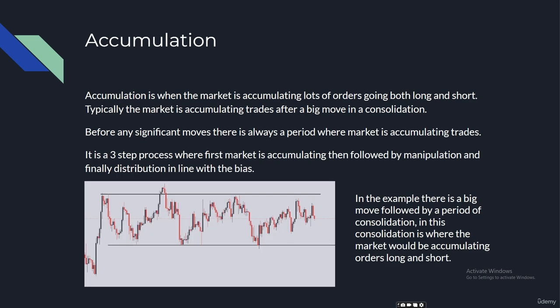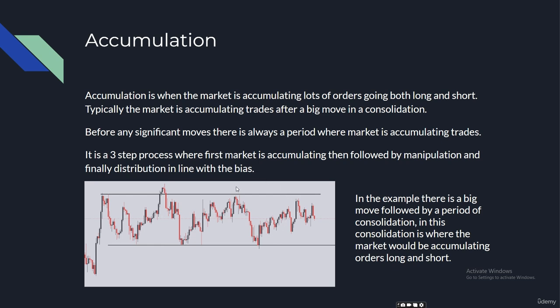The first is accumulation. That's when the market is accumulating lots of orders going both long and short. Typically the market is accumulating trades in a consolidation after a big move. If you look at this example here, from this swing to that swing, that's a fairly big move, right? After that move is made, the market is going to retrace and consolidate in this area. As you can see here, it was just consolidating and consolidating.